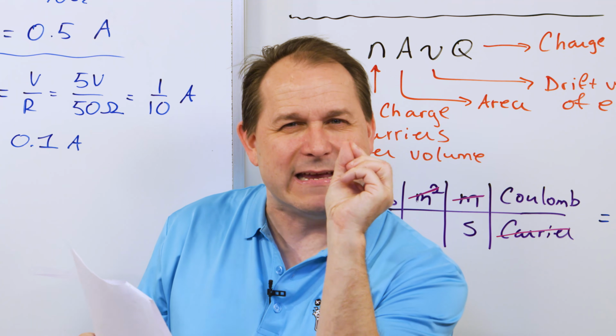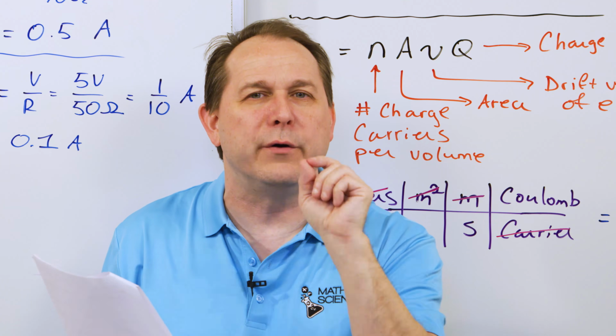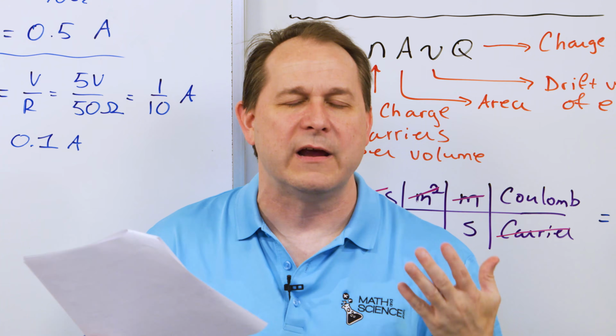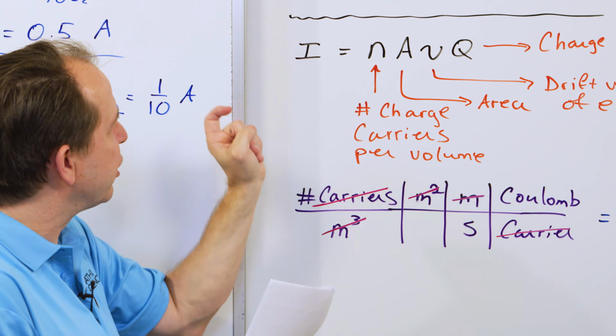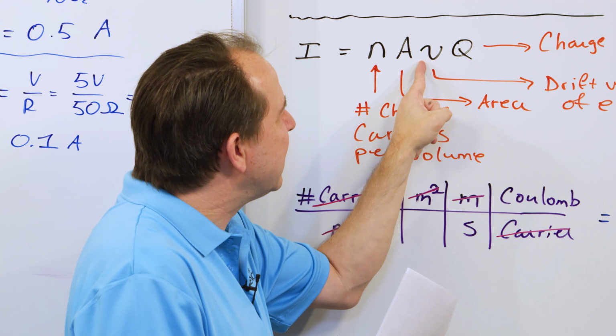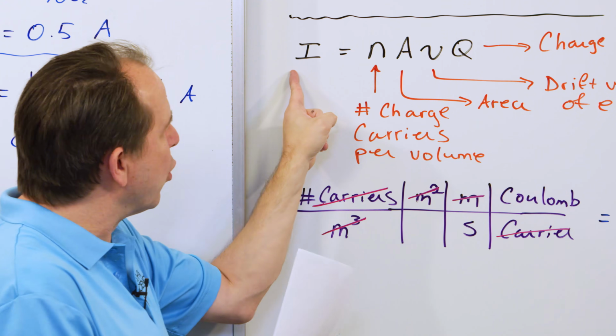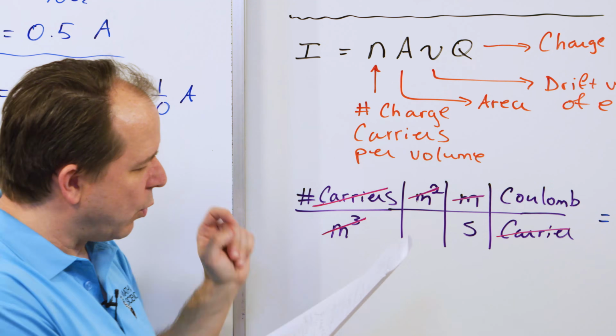Very thin wire, it's just like blowing through a soda straw. It's very difficult to get a lot of flow through a tiny soda straw. Thin wires, not so easy to get current. So more electrons per volume, more current. Bigger cross-section of the wire, more current. Higher the velocity of the electrons moving, more current. And higher the number of charges on each electron, more current.